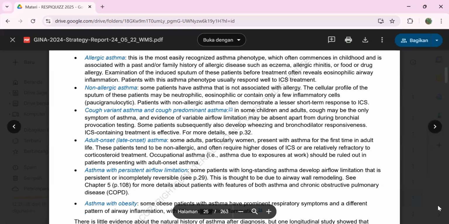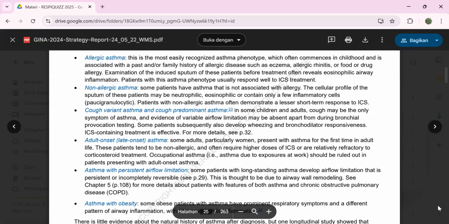The cellular profile of the sputum of these patients may be neutrophilic, eosinophilic, or contain only a few inflammatory cells, or polygranulocytic. Patients with non-allergic asthma often demonstrate a lesser short-term response to ICS.